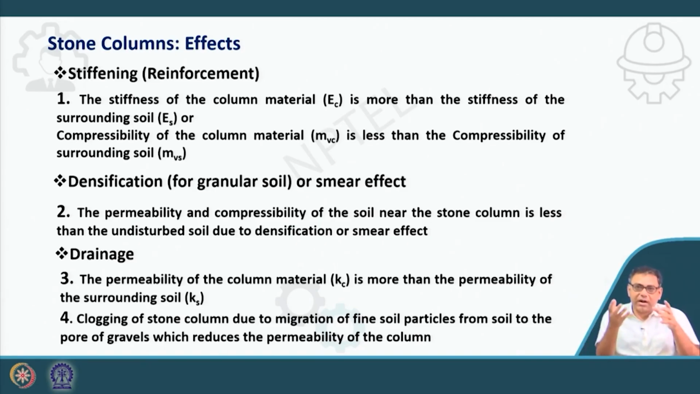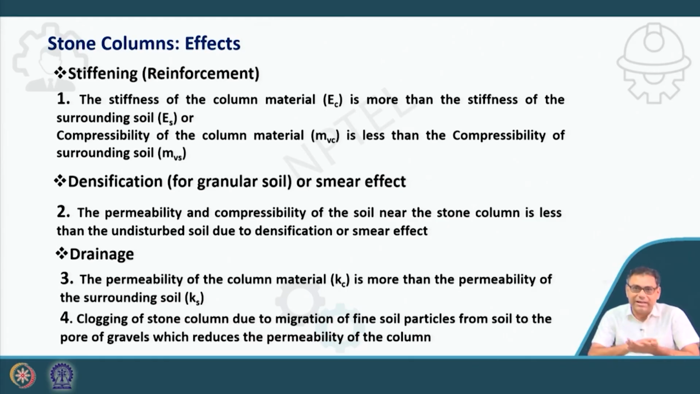So around the stone column there will be a disturbed zone and an undisturbed zone. I will discuss the extent of this disturbed zone. Right now you should understand that there is a disturbed zone around the stone column due to the installation of the column. This is the zone where the soil will densify, so if the soil densifies, permeability will reduce as well as the compressibility.